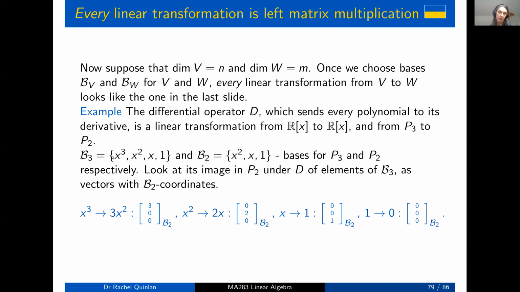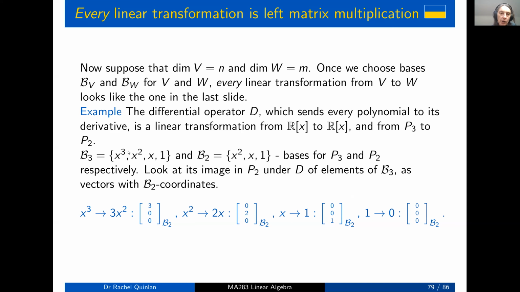P3 is the space of all linear combinations of these 4 basic elements, and P2 is the space of all linear combinations of these 3. To figure out how to describe the differential operator as a matrix, we should expect it to be a 3x4 matrix, because it's acting on a domain that's 4-dimensional, and the images of the elements there live in a 3-dimensional space. So a 3x4 matrix should describe this if you believe the statement in the heading of this slide. To figure out what that matrix should look like, we should look at the images of the elements of the basis we've chosen for P3.